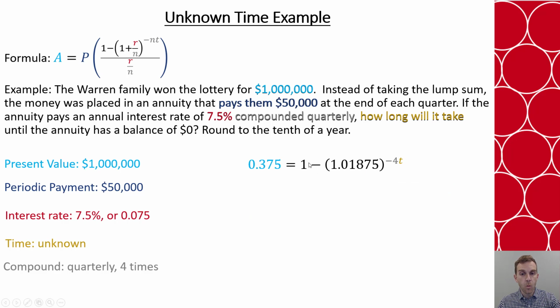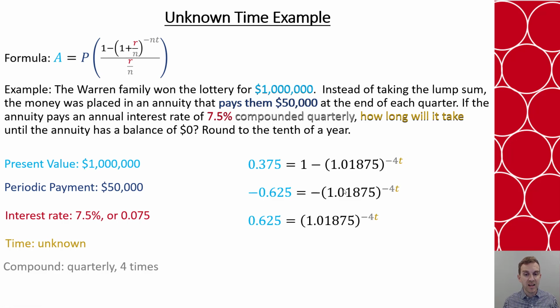Now I want to get the 1 away, so I'm going to subtract 1 from both sides, which gives me negative 625 thousandths. Now, since this is a negative and this is negative 1 times our value, I'm going to multiply both sides by negative 1 so that I can recognize that this is a positive on each side. That should look familiar because I have a number raised to an exponent. I have to think back, how do I deal with that with logarithms? That's where we are at this point.